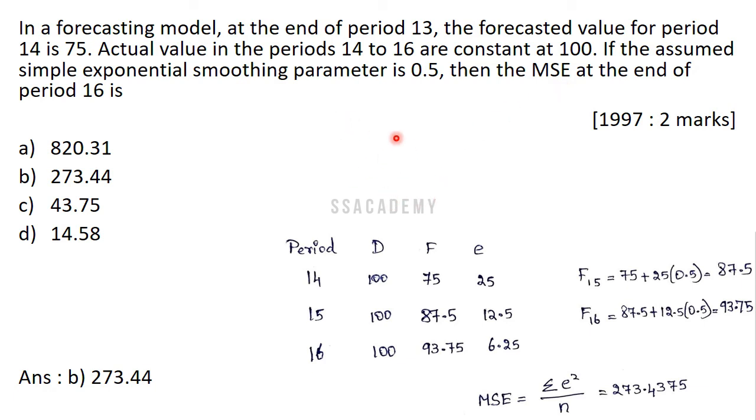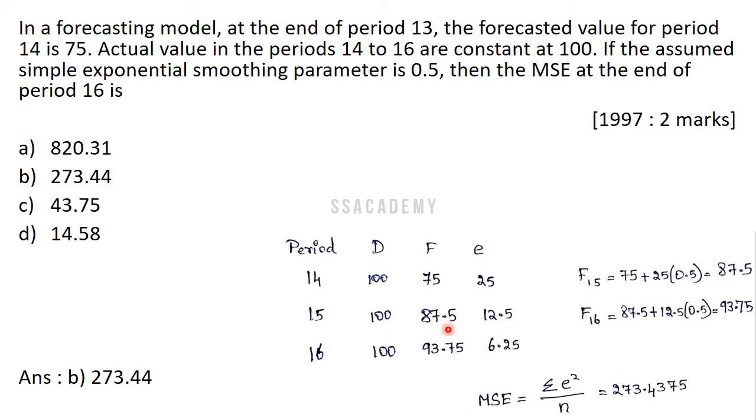Okay, we can calculate this by using the general form of the exponential smoothing forecasting technique formula, but that would be tedious. I would prefer this kind of solving. Here we will be writing the periods as 14, 15, 16 and the actual demands, which are given as 100 for 14 to 16 periods. So it is 100 for the first period, and the forecast for the 14th period is 75. The error is calculated as D minus F. So D minus F gives 25. The forecast for the 15th period is calculated by adding the previous forecast plus error into the smoothing constant. That is 75 plus 25 into 0.5, which gives 87.5.